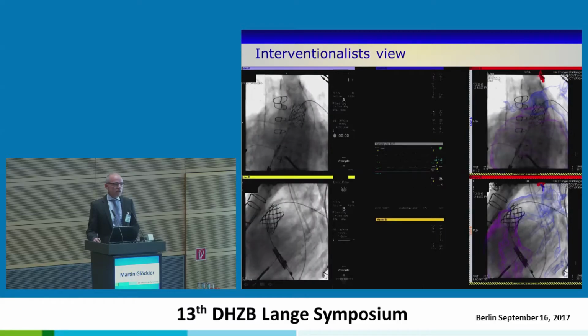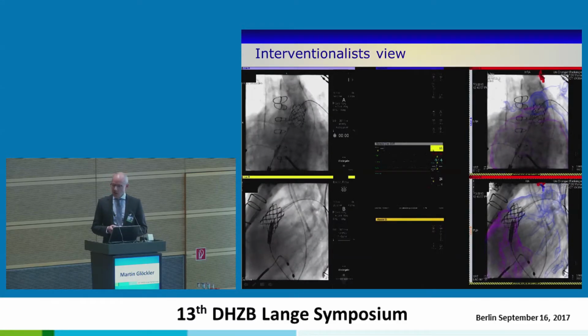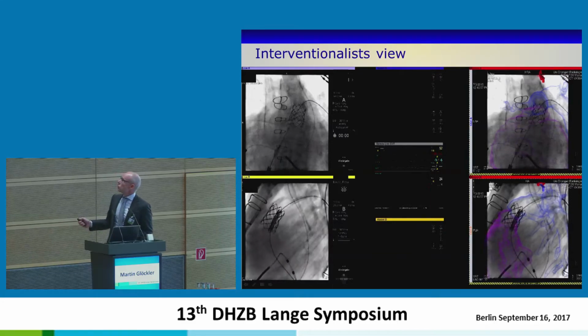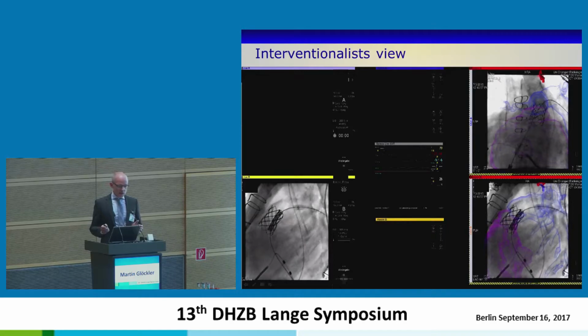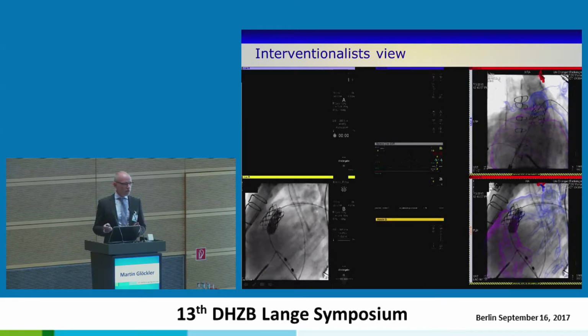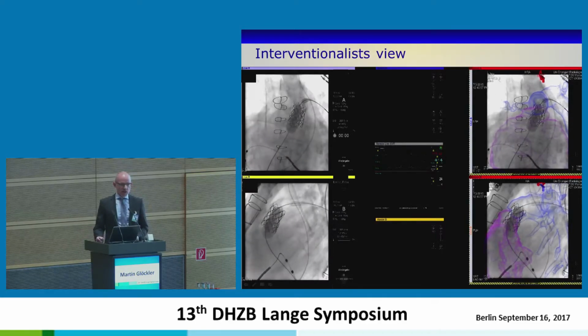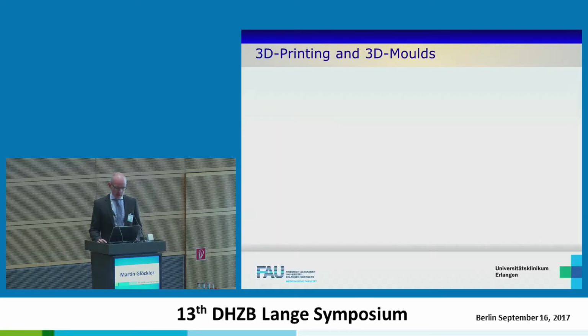We can use already available imaging data, for example from CT, to segment this image information, produce an STL model, and we can overlay this on both planes of the angio without any contrast.